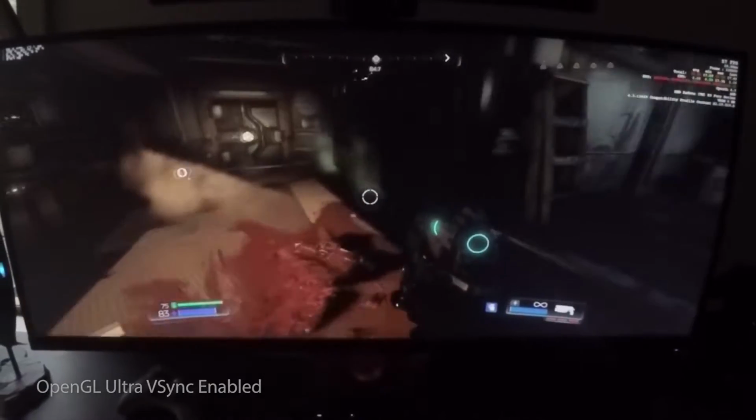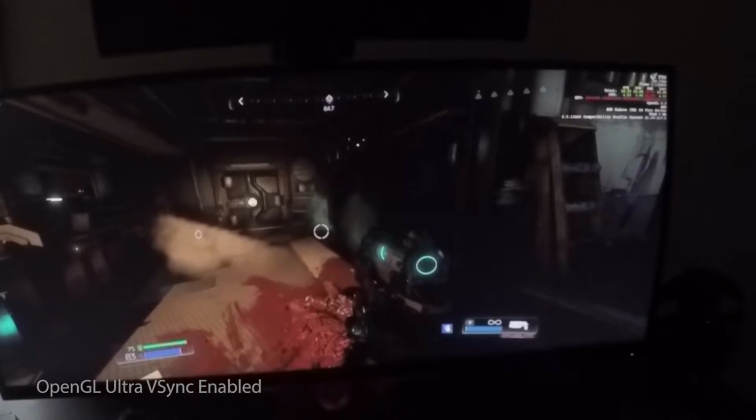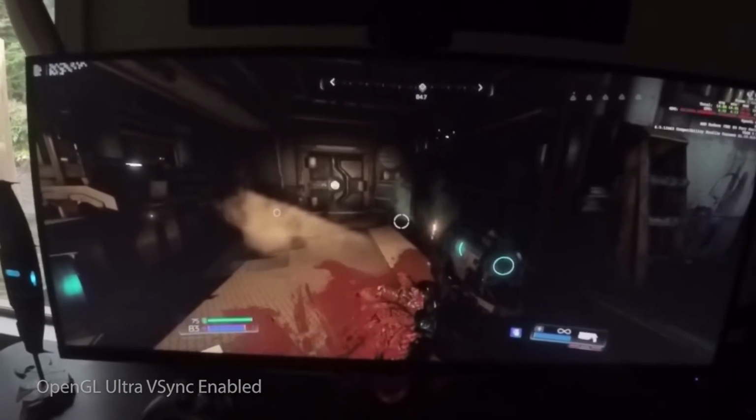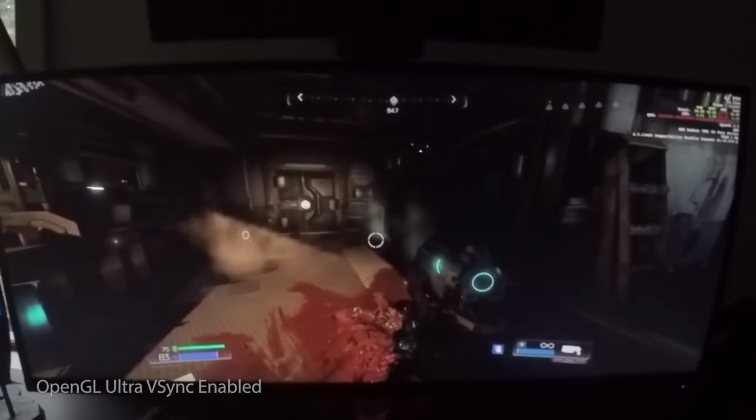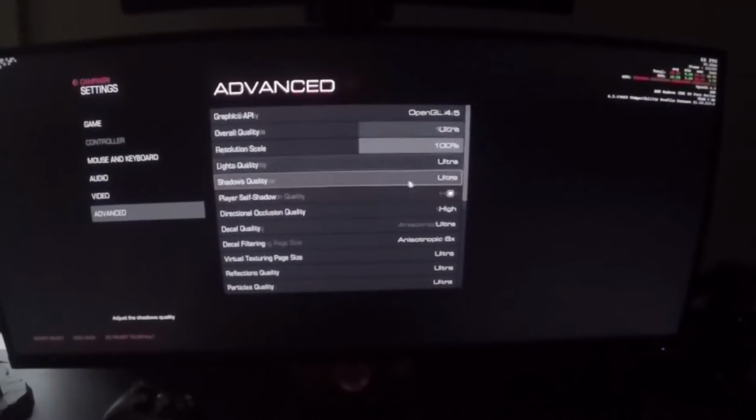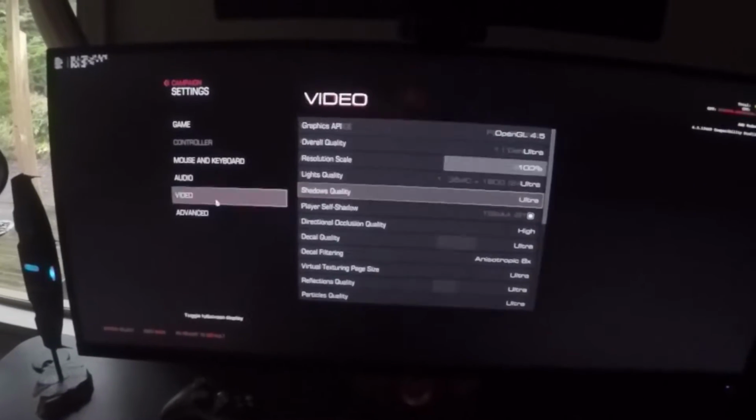Okay, so what we're gonna do here is I'm gonna cut and I'm gonna switch to Vulkan so we can see if there's a difference. And I also have the frame limit set to my global frame limit, which is 75 FPS, so it won't go over that. And just so you can see, again, advanced, all of it set to Ultra. I just set it to the default quality of Ultra.